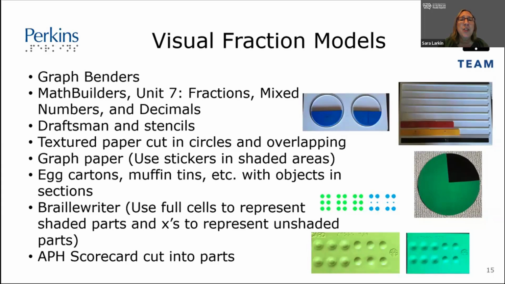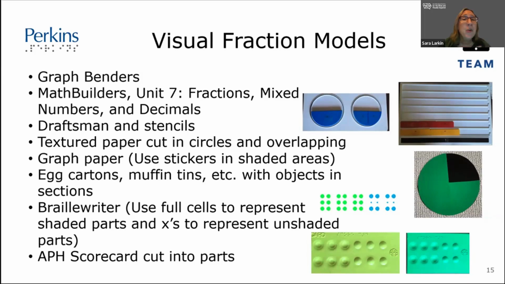In the next picture, I actually have a circle cut from 2 different pieces of textured paper. One is rough and one is a little smoother. I've cut a radius in them, and then I interlock the 2 circles. And now I can simply rotate those circles to express a bigger fraction or a smaller fraction. I can use graph paper with stickers to represent shaded areas. Even egg cartons and muffin tins are great with objects in the particular sections.